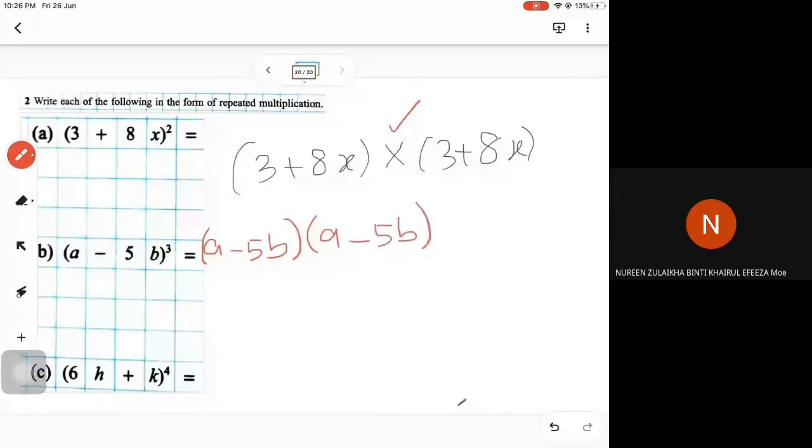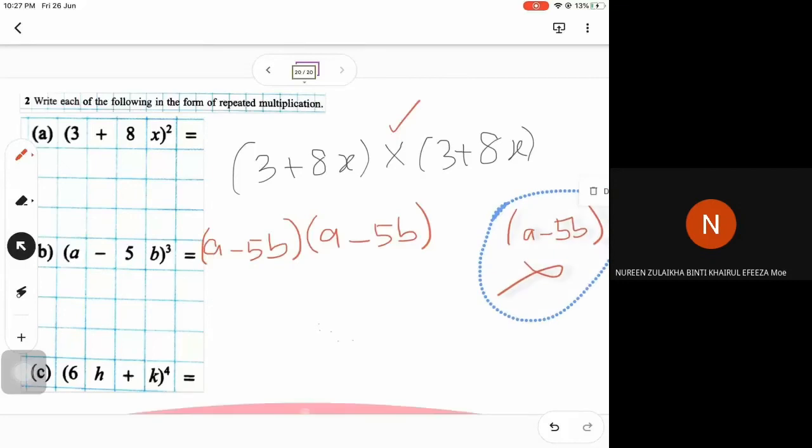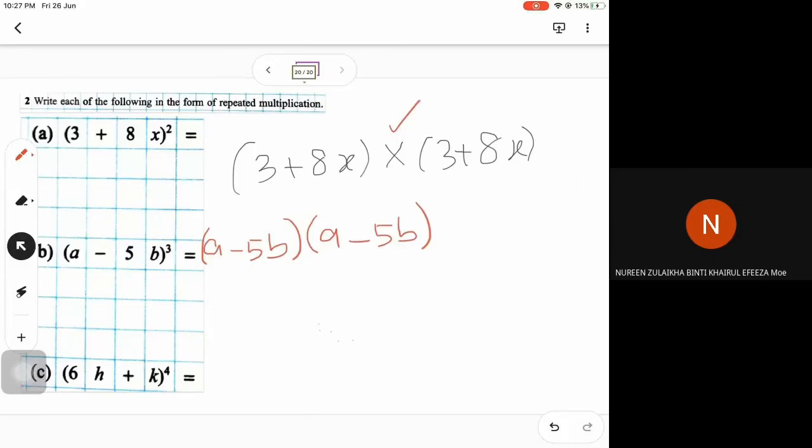For example, we have two brackets of the same expression. You put them side by side, but another one, you put a little bit away. A minus 5b. So this is not acceptable, yeah? You must write it side by side. Write them close together. Like that. A minus 5b.